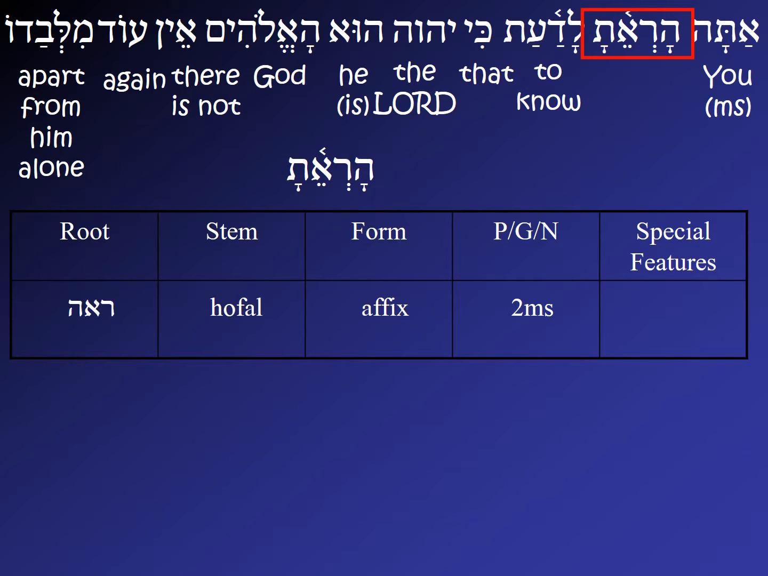The root here, of course, is ra'ah. You've lost your hey, and because the aleph is the remaining consonant, it's played with that. There's no yod. In any case, this is ra'ah, hofal affix, second masculine singular, no special features. So if we think of the meaning, ra'ah means to see. In the hifil, hireh means to show. In the hofal, which is the passive of hifil, so hireh, to show, horeh, to be shown, horeta, you were shown.